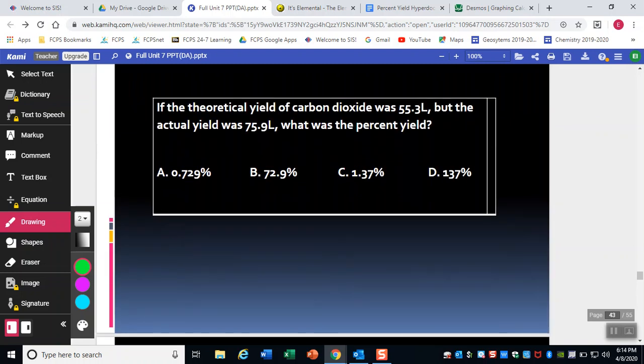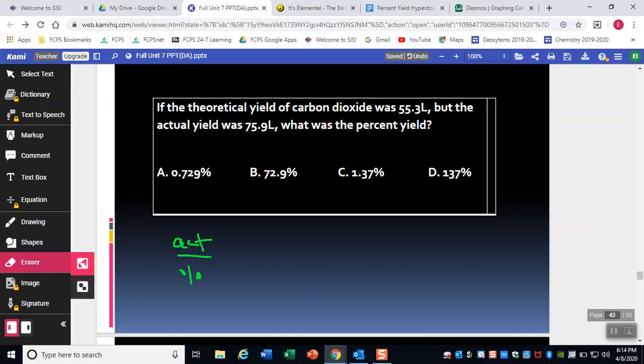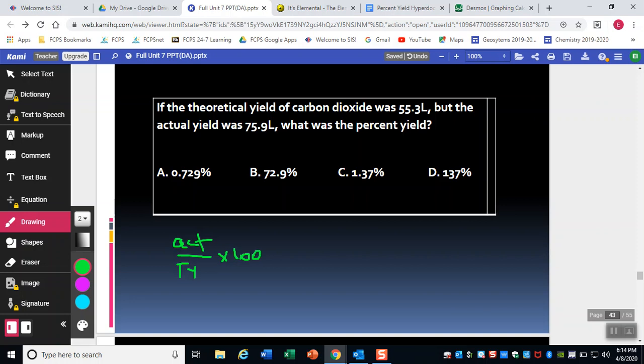All right, so we're always going to have the actual over the theoretical. What was I thinking? To make it into a percent, I'm going to times that by 100. All right, so the actual yield was 75.9.